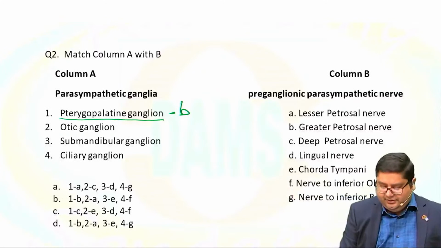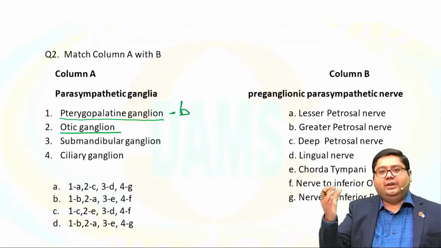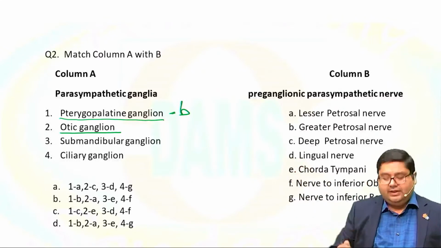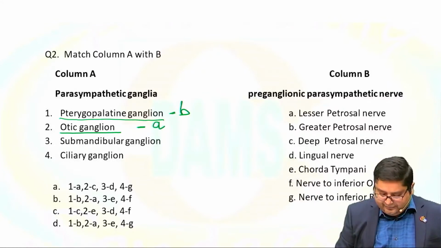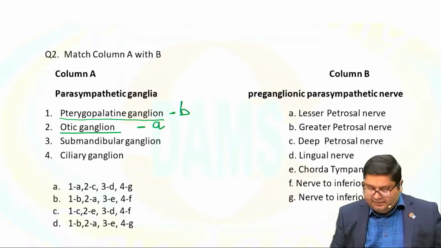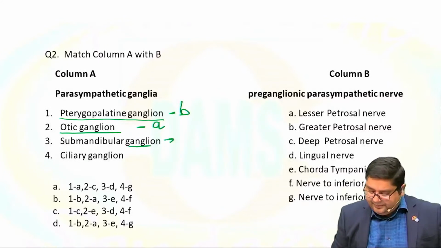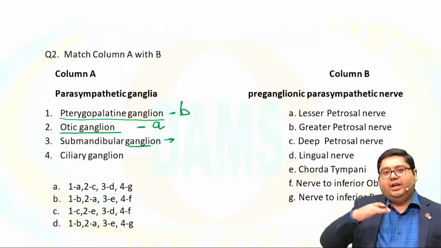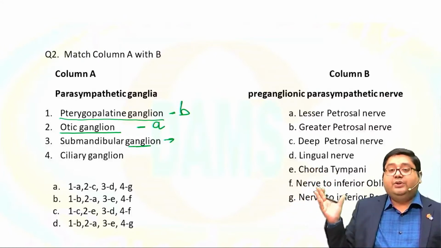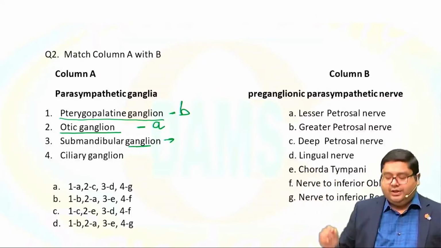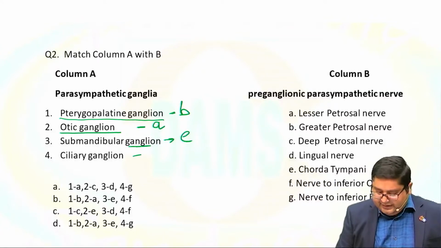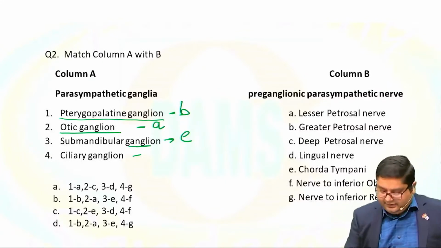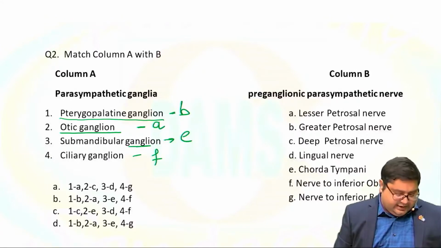Otic ganglion, which is related to the mandibular nerve. It is concerned with the salivation from the parotid gland, correct? So it is the lesser petrosal nerve which will be relaying here. All right. Submandibular ganglion, which is related to the submandibular gland. And we all know our chorda tympani nerve will be approaching the lingual nerve. But who is bringing the preganglionic fiber? Chorda tympani nerve. So E will be there. And for the ciliary ganglion, it is the nerve to inferior oblique. F, that will be the answer. Accordingly, we can think that. So far, so good.